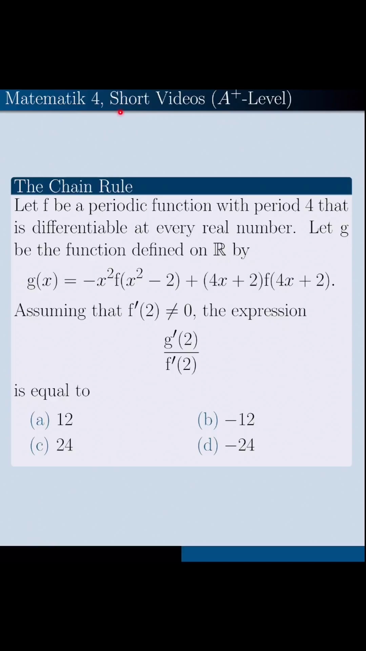Hello, in this short video we are going to investigate the following A+ level problem on the topic of the chain rule. Let f be a periodic function with period 4 that is differentiable at every real number. Let g be the function defined on R by this relation. Assuming that f prime of 2 is not equal to 0, the expression g prime of 2 over f prime of 2 is equal to.